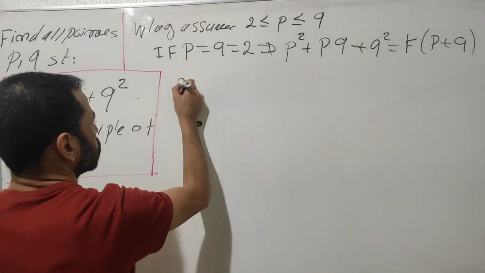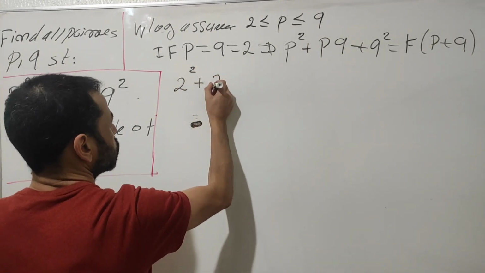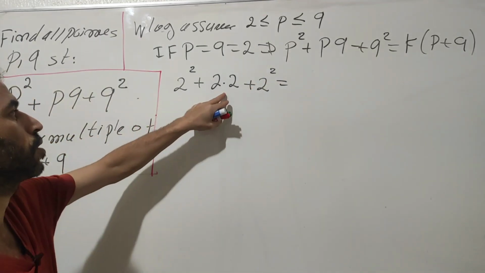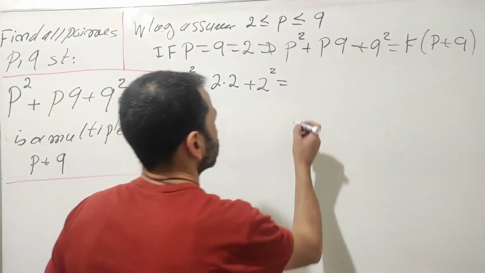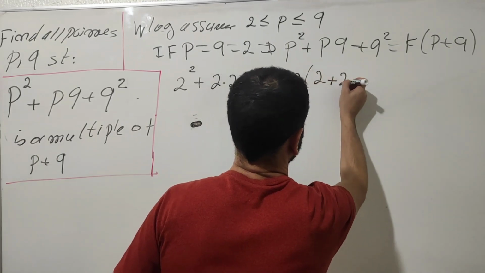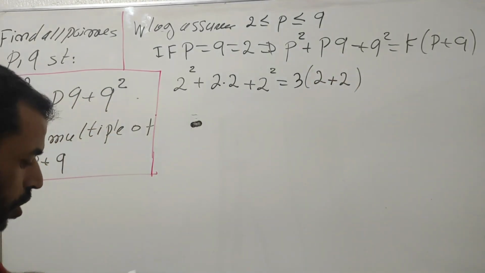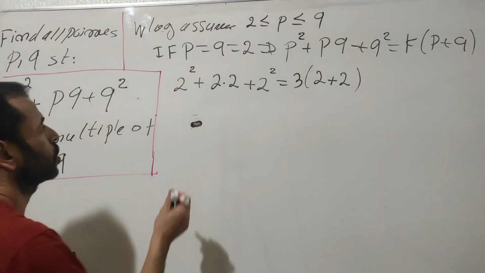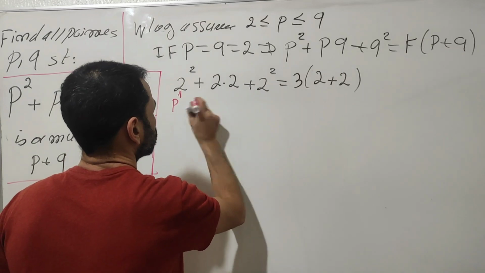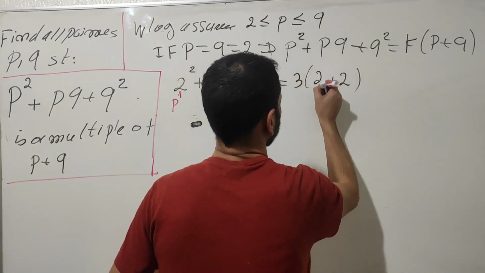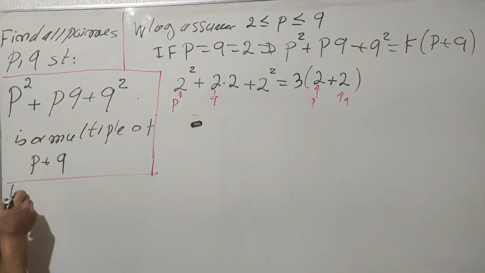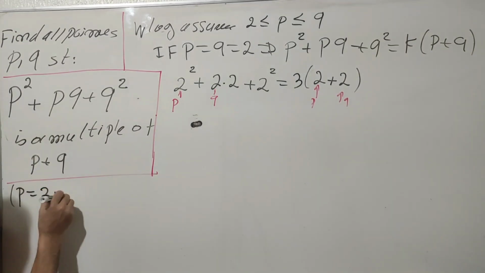So we get p squared, which is 2 squared, plus 2 multiplied by 2. If I calculate this one, you get 4 here, 4 here, 4 here, which is 12. 12 can be written in the form of 3 times 2 plus 2. So it's simple, we determine the solution for this equation. If you take p equals this one and q equals this one, this is p, this is q. So here is the first obvious solution. We get p equals 2 with q equals 2.